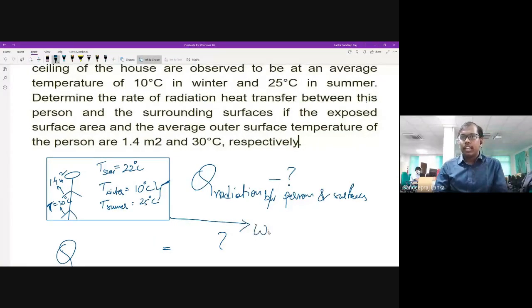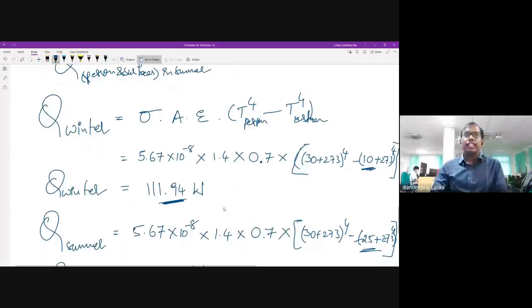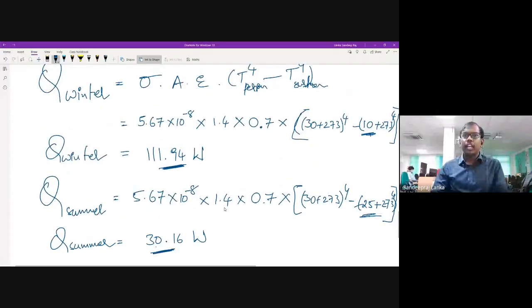See, the thing here that you should understand is this. In winter, what happens? It is very chilly. You will feel very much chilling. Okay, and then in summer, you will feel that it is warm. Why are you feeling that it is chilly and why are you feeling that it is warm in summer? Because there is a radiation heat transfer happening between you and your walls. Between you and your walls. Although the radiation heat transfer between you and your air is same during the winter and summer, the radiation heat transfer between you and your walls has changed in winter and summer.